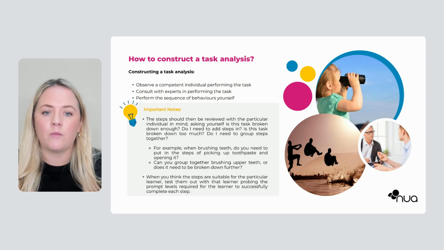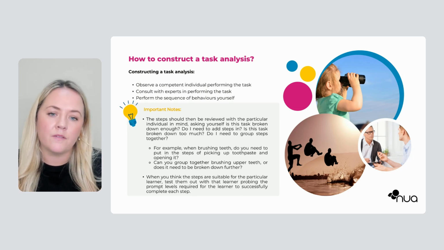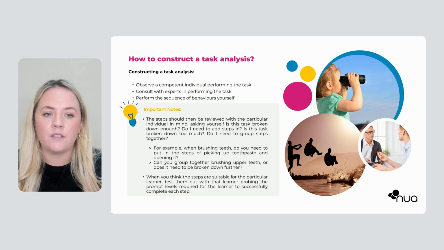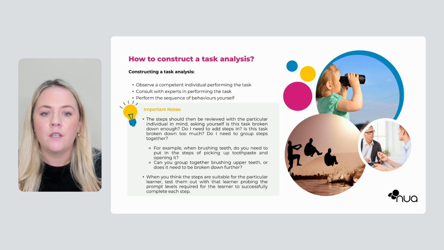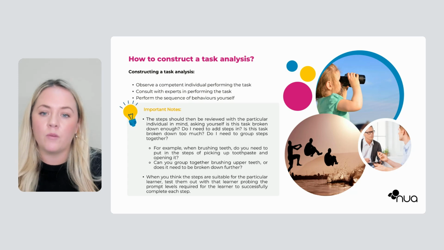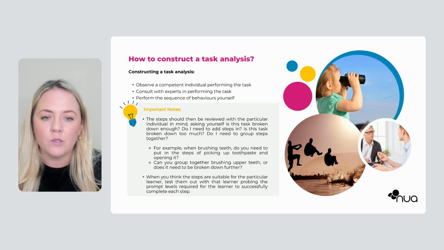It's also important to note that when we have that sequence identified and when we have the steps within that task analysis identified, we should then review this again with the particular individual in mind. So, what we want to be cognizant of at that point is asking ourselves, is this task broken down enough, for example? Do I need to add some further steps in? Is this task broken down too much for the individual? Is it too complex? Can I simplify it? Do I need to group steps together, for example? So rather than breaking down a hand washing sequence to rubbing palms together, rubbing the back of the hand together, rubbing in between the fingers, for example, we could just put that as rubbing soap into hands rather than breaking it down into three smaller steps.